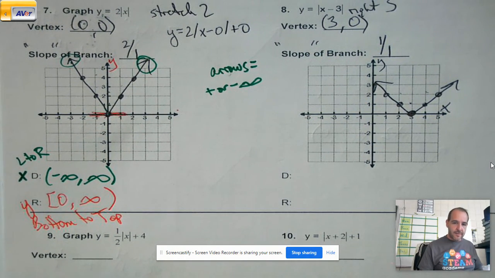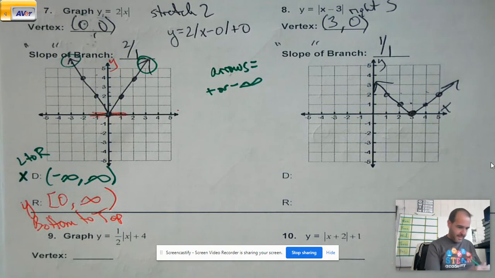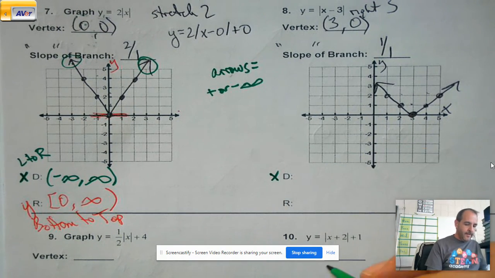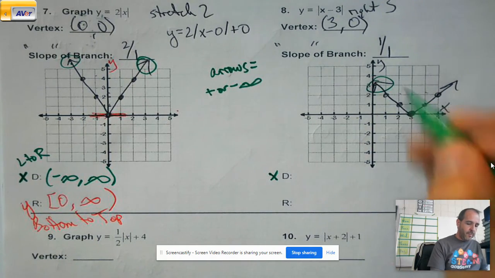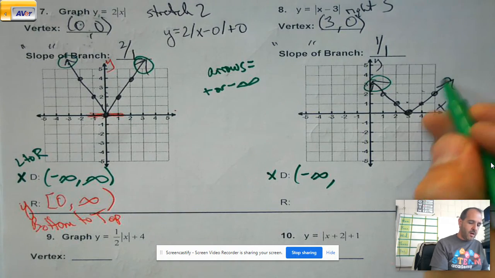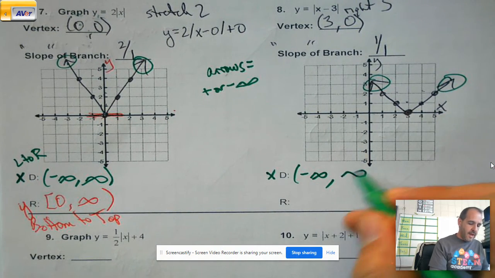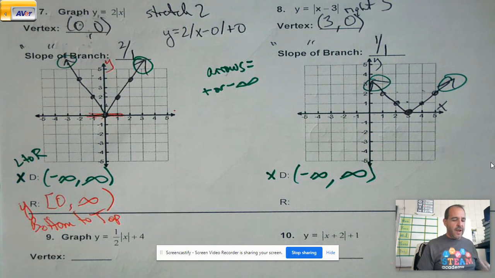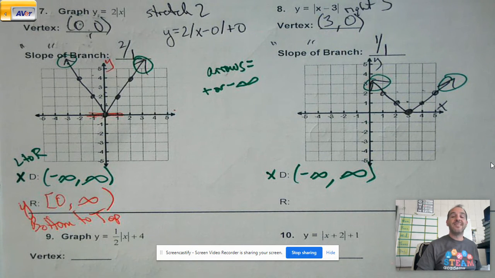Okay, so number 8. I look again. I'm like, okay, I got that one to kind of use as my example here. So left, forever, right. Oh, hey Hardy, does that mean that every single absolute value that I do graphically, the domain is going to be negative infinity to infinity? It is, okay? Every time that you're doing absolute value, okay? Easiest problem you're going to see on these.